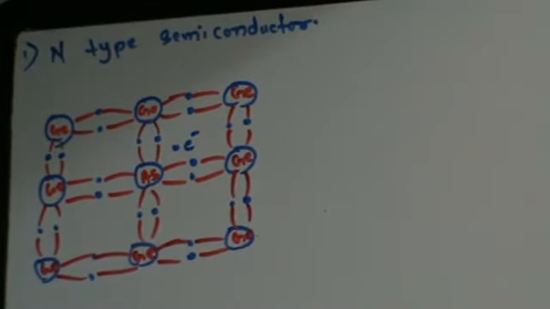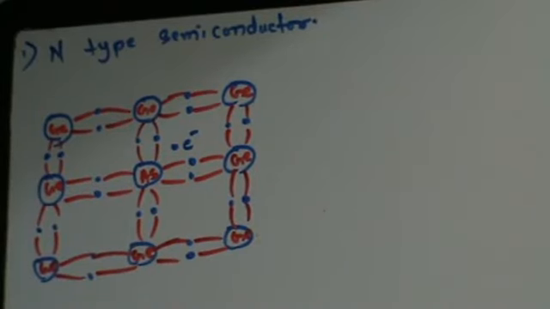That means every impurity gives rise to one free electron, and hence the number of electrons goes on increasing. As a result, the number of free electrons, the negative charge carriers, goes on increasing, which then constitute current in an N-type semiconductor.